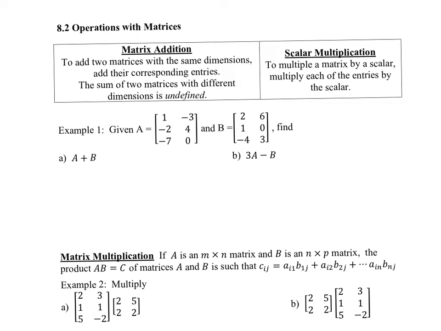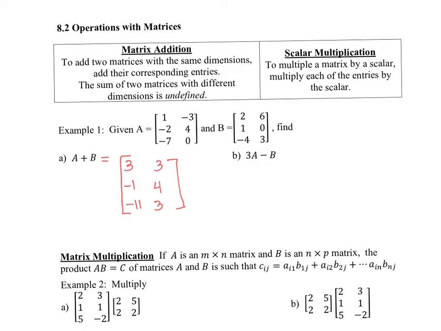So if I want to do A plus B, I just go entry by entry. So the first, top left, 1 plus 2 is 3. I'm going to go down the column, -2 plus 1 is -1, -7 plus -4 is -11. Then I'll go down the second column, -3 plus 6 is 3, 4 plus 0 is 4, 0 plus 3 is 3. Okay, and because I added two matrices of the same size, my result is also the same size matrix.